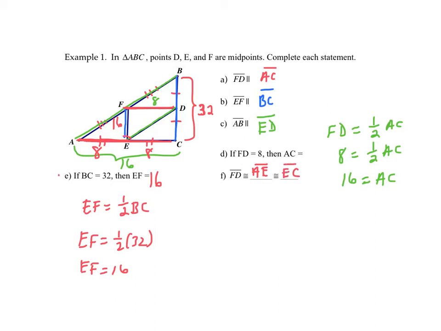Again, because E is the midpoint of this side, these two segments, AE and EC, are congruent, so they're equal to half of this whole side, and FD is equal to half of that whole side as well.